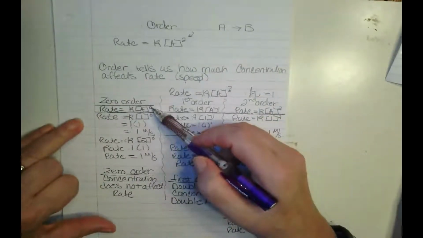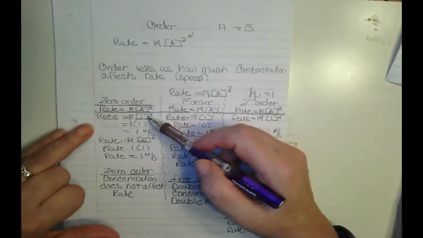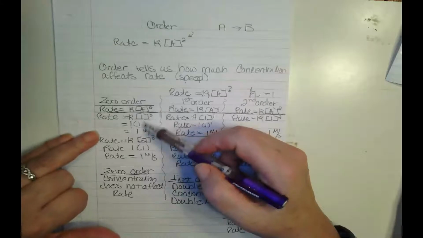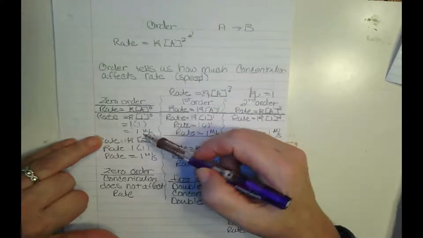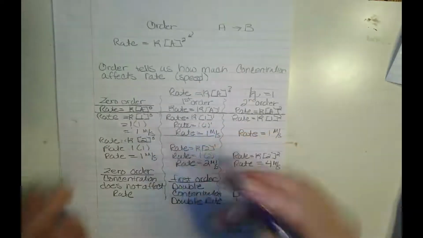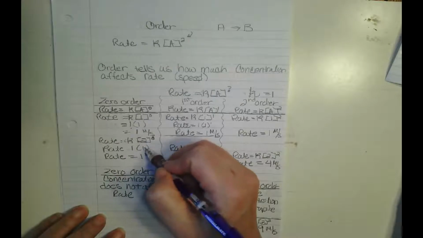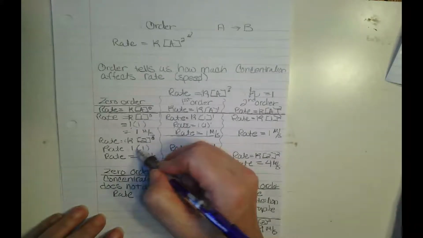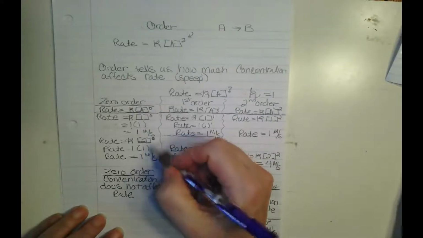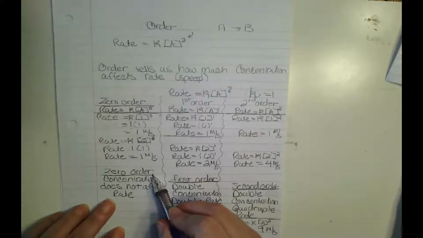So if my order for that reactant is 0, what happens? Well, if I put in 1 molarity of A, my rate is going to be 1 molar, okay? Now let's say that I double that concentration to 2. Well, my order is 0 here, so anything to the 0 order is 1. And so my rate is still 1 molarity per second. So changing my concentration does not affect the rate with 0 order.